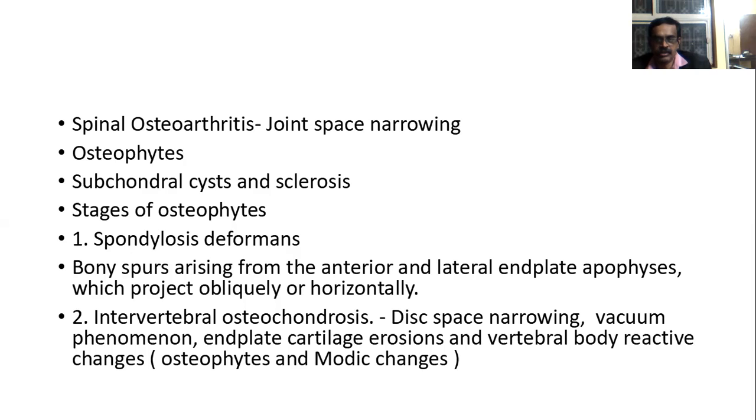Number 2, intervertebral osteochondrosis. In spondylosis deformans, bony spurs arise from the anterior and lateral end plate apophytes, which project obliquely or horizontally. In the second stage, intervertebral osteochondrosis, there is disc space narrowing, vacuum phenomenon, end plate cartilage erosions, and vertebral body reactive changes, that is osteophytes and Modic changes. So in stages of osteophytes, 2 stages are there: spondylosis deformans and intervertebral osteochondrosis.